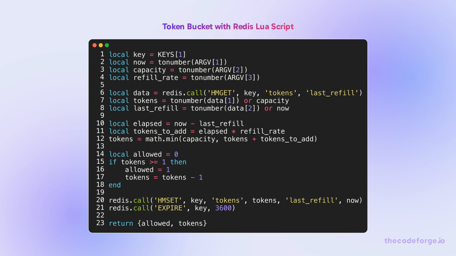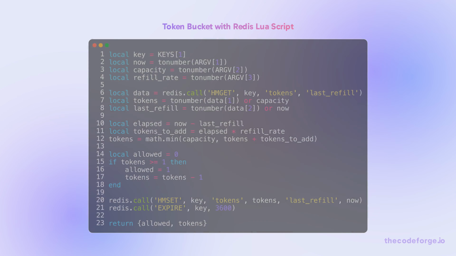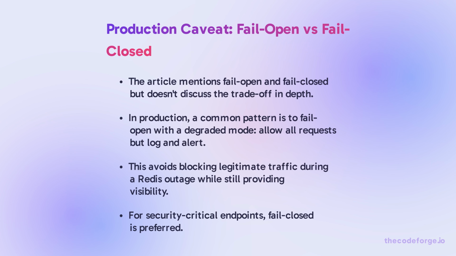The article describes token bucket conceptually, but only provides a Python class without the Lua script. Here is the atomic Lua script for token bucket that calculates tokens based on elapsed time, deducts if available, and stores state. The article mentions fail open and fail closed, but doesn't discuss the trade-off in depth. In production, a common pattern is to fail open with a degraded mode. Allow all requests but log and alert. This avoids blocking legitimate traffic during a Redis outage while still providing visibility.